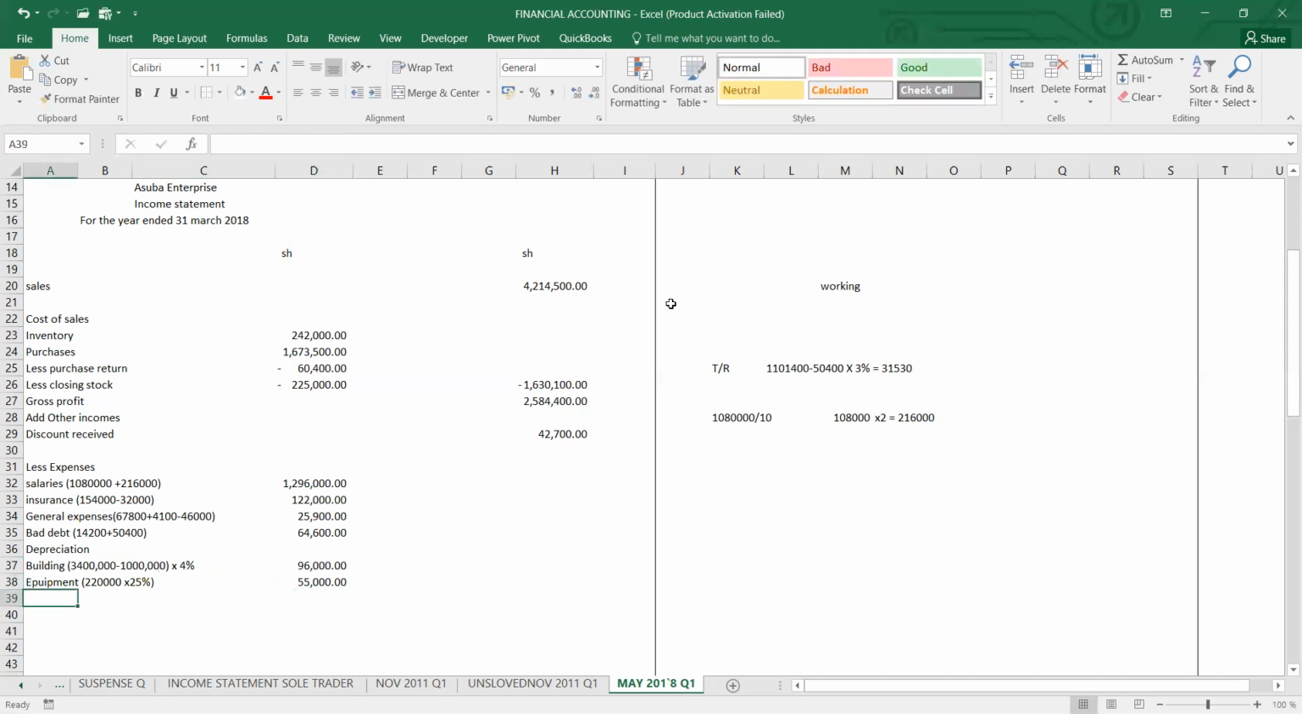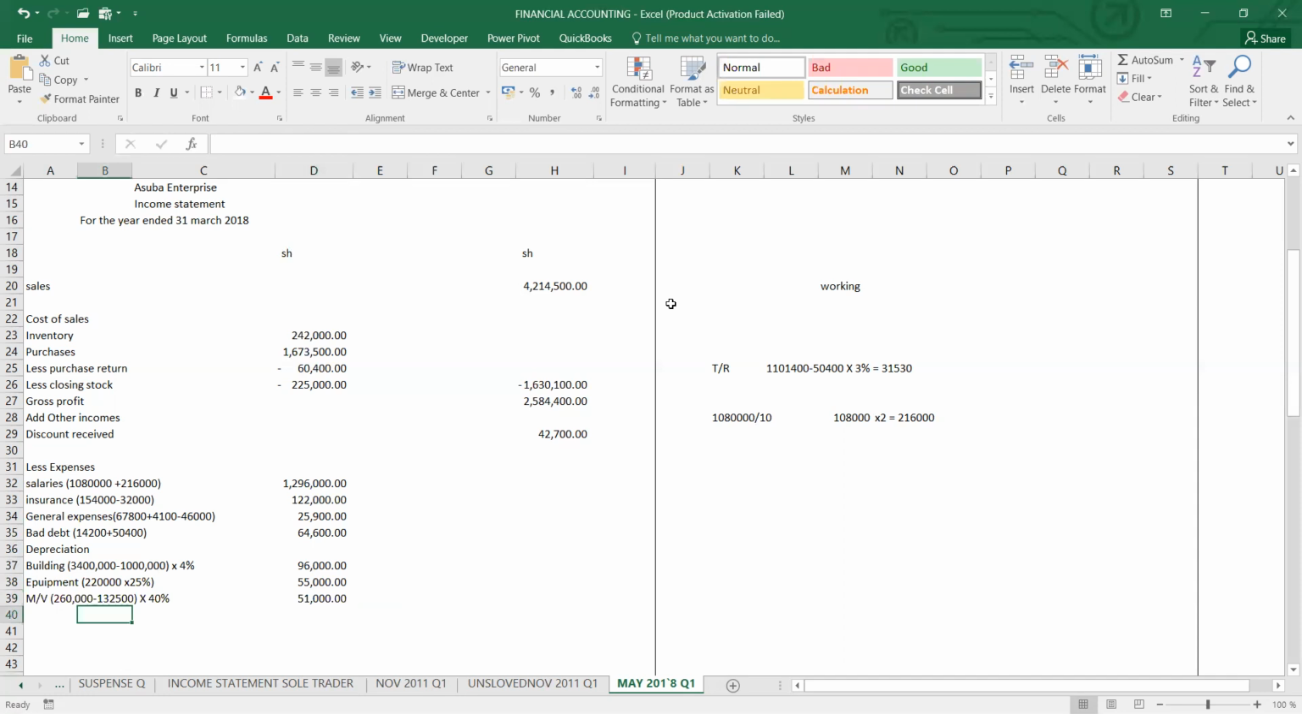Then again, we go to motor vehicle. Motor vehicle, we have been told on a reducing balance figure. So we take the cost, which is 260,000, less accumulated depreciation of 132,500, and we multiply by the rate of 40%. How much? 51,000. So yes, we have dealt with the additional information.